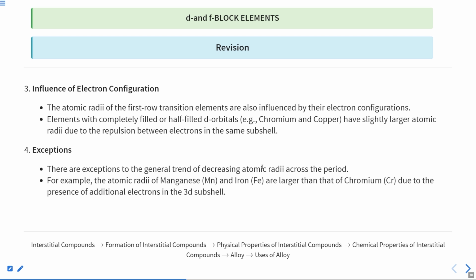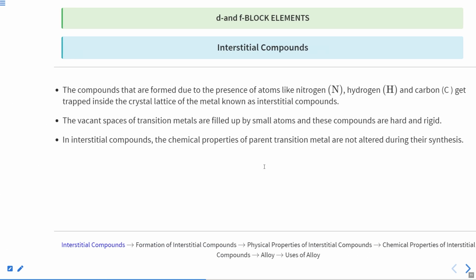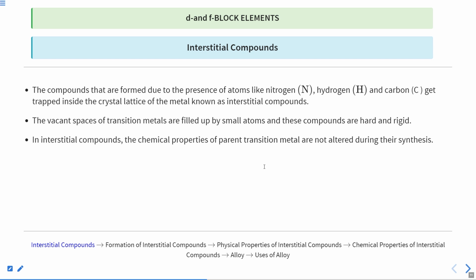Now, we have done a revision of what we have learned till now. Now we will move towards the interstitial compound. What are the interstitial compounds and alloys? Although we have seen a small part of it in the previous lecture, now we will try to discuss it in more detail. So first of all, what is an interstitial compound and how is it formed?